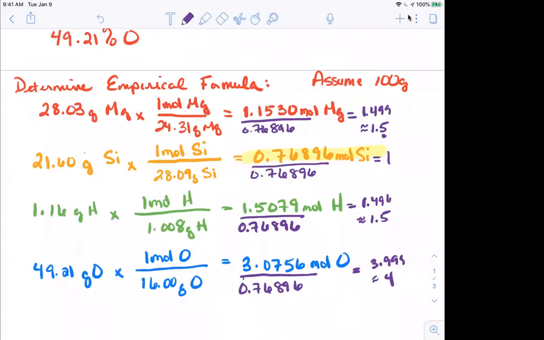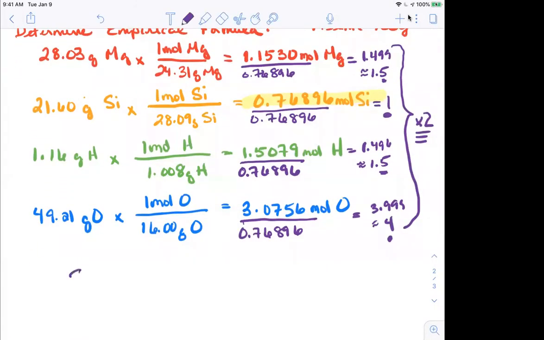So now, this is an integer. This is an integer. But I have those two values that are 1.5. So I need to multiply everything by 2. So that gives me my empirical formula being magnesium 3, silicon 2, hydrogen 3, oxygen 8: Mg3Si2H3O8. So this is the empirical formula.